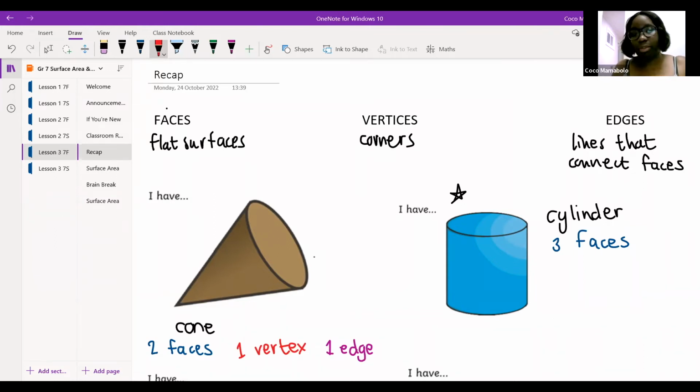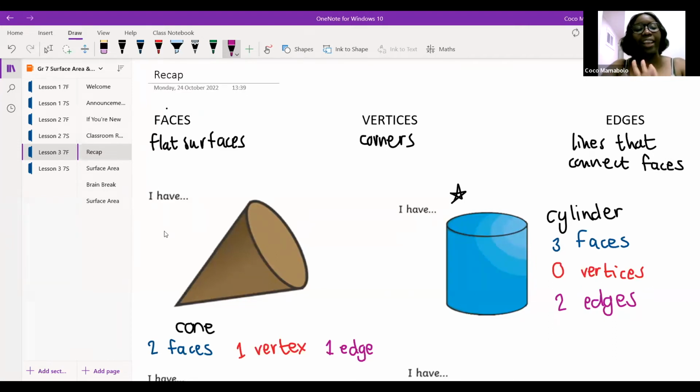You are dead on. We have 0 vertices, because I don't have any sharp corners. Okay, how many edges do I have? Good. You guys are getting it. I've got 2 edges. Excellent.